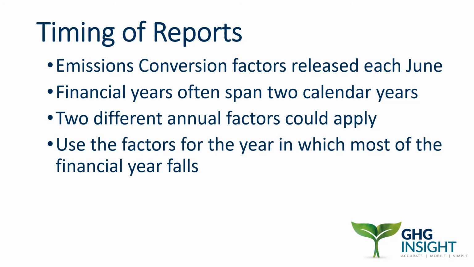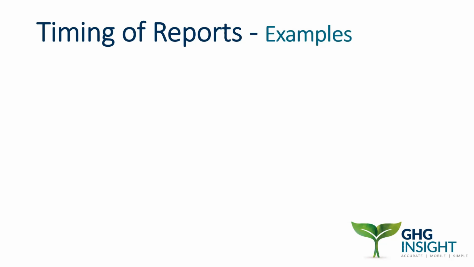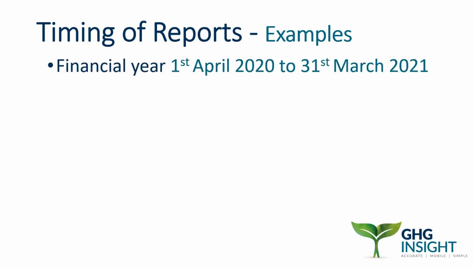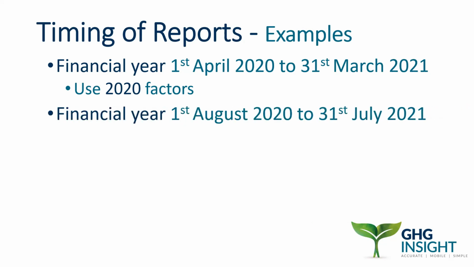So let's take the example of a company where the financial year runs from 1st April 2020 to 31st of March 2021. In this case, the majority of the financial year is in 2020. Therefore, the factors for the year 2020 are used. Alternatively, if we take a company where the financial year runs from 1st August 2020 to 31st July 2021, the majority of the financial year is in 2021. Therefore, the factors for the year 2021 are used.